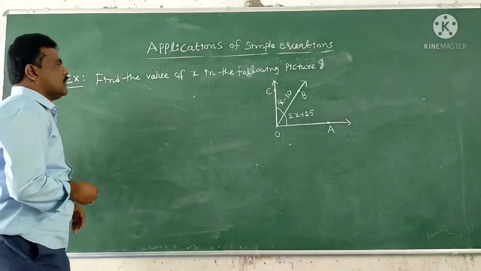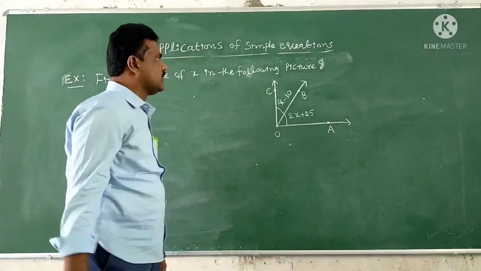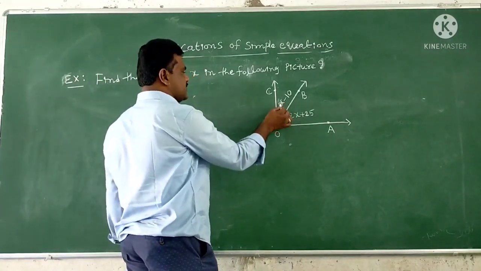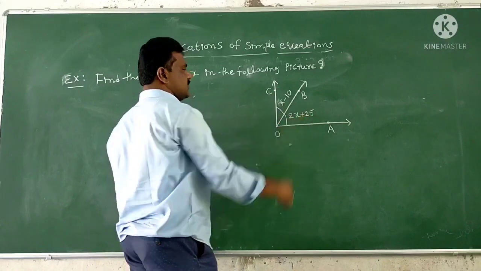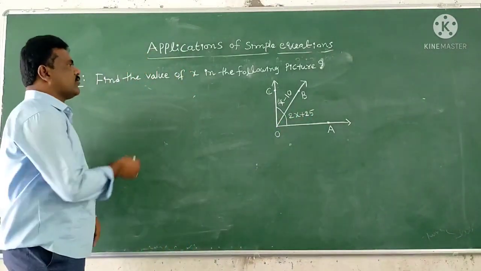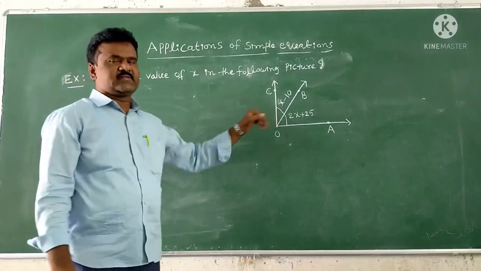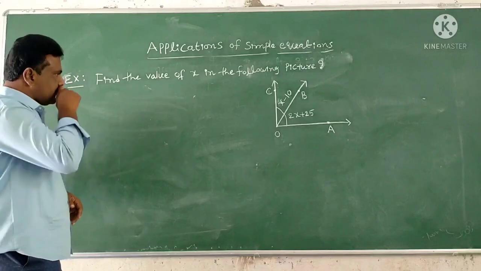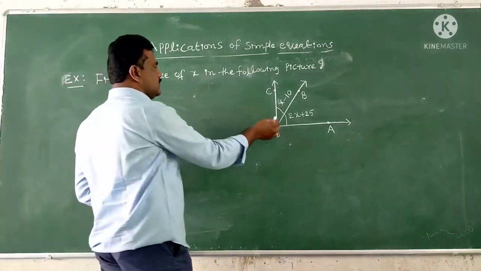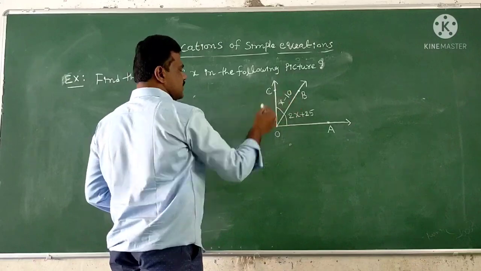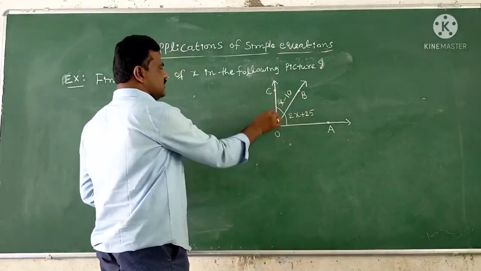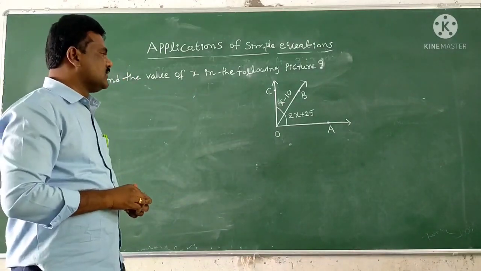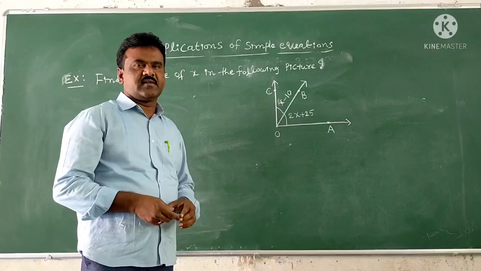Children, observe this figure. Yes, this figure has two angles. First one is x minus 10, second one is 2x plus 25. We have to find the value of x. Here, two angles, x minus 10 and 2x plus 25, form a right angle. This picture shows the right angle.